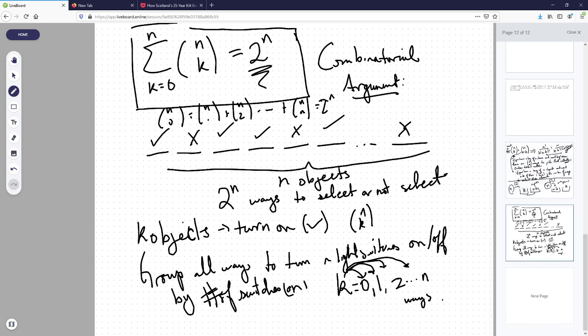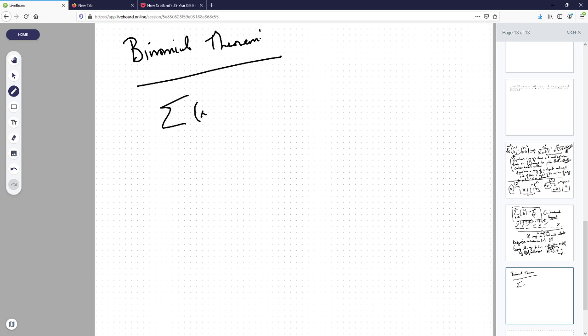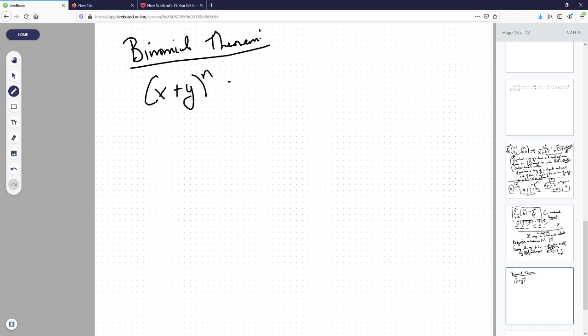But it was asked whether or not there was a way to prove this algebraically, and there is. The way to prove this algebraically, the simplest way, is the binomial theorem, which says this: x plus y to the n is equal to the sum of n choose k, x to the k, y to the n minus k, for k equals 0 to n.